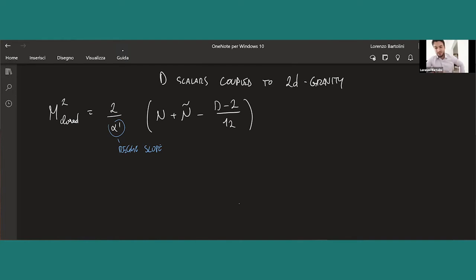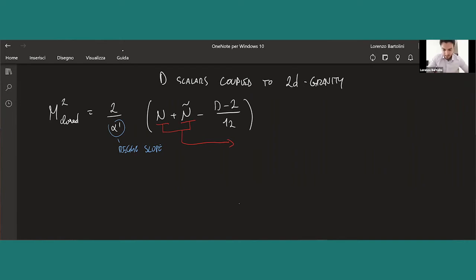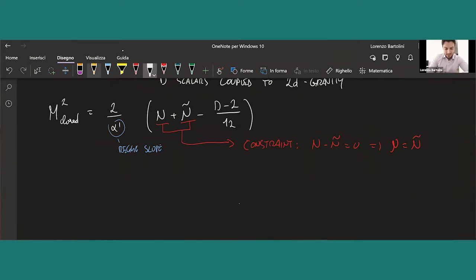So these 2 occupation numbers here have to obey a level matching constraint, so that on physical states, n minus n tilde equals 0. So, okay, easier, n equals n tilde. So physical states have to be of equal number n. And those are built as usual with a dagger and a operators. Okay, now we have this mass formula, and let us write some remarks on this string spectrum.